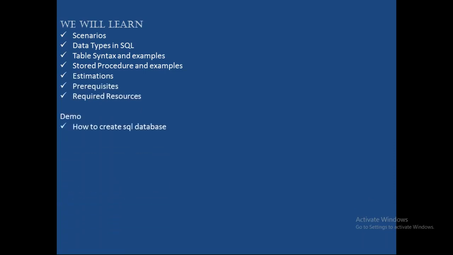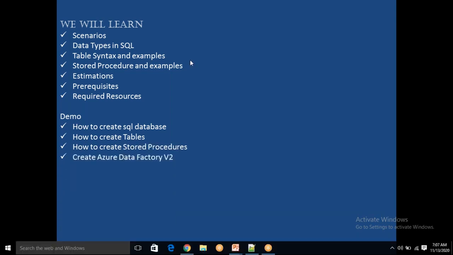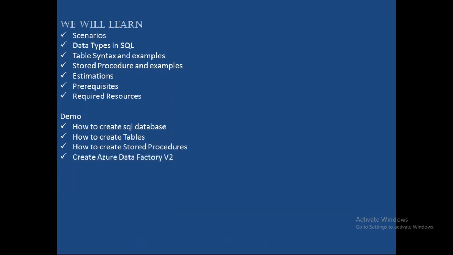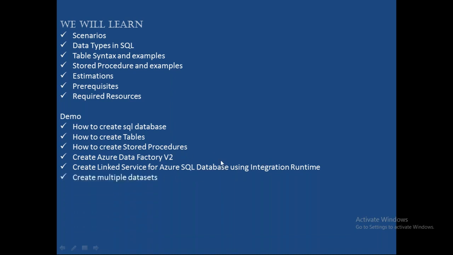With respect to the demo, we will see how to create the SQL database, how to create tables, and how to create the stored procedure. Once we have all these three things ready, we need to create the linked service for our Azure SQL database using integration runtime, because our database is available in the cloud. Then we are going to create multiple datasets based on how many tables you are going to read. If you are going to read multiple tables, you are not going to hard code all of those, or create one dataset for each table.